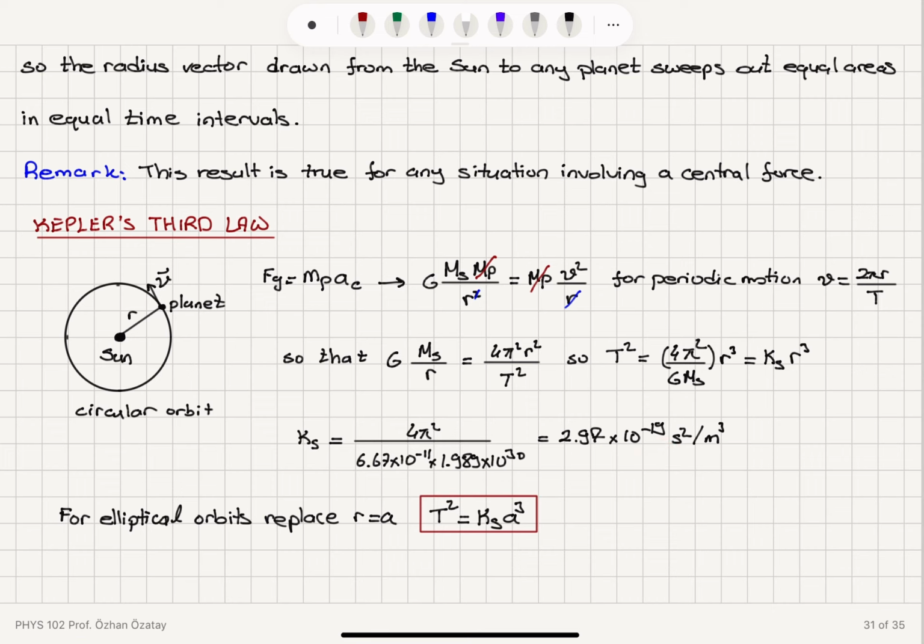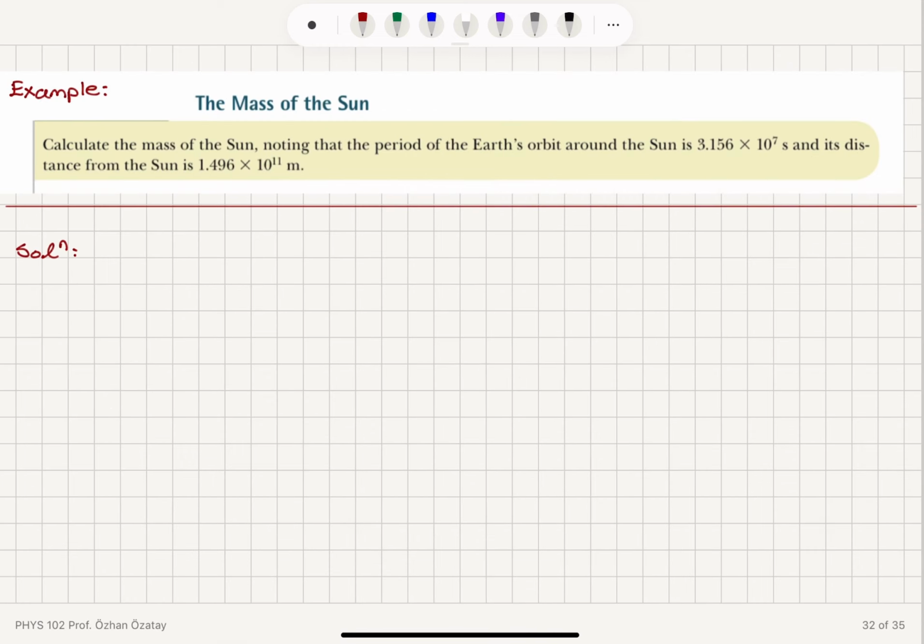Now, how would we modify this result for elliptical orbits? For elliptical orbits, we replace the radius with the semi-major axis length a. So T squared is equal to K_s times a cubed. So this is a more precise answer for elliptical orbits. Okay, so let's take a look at an example.